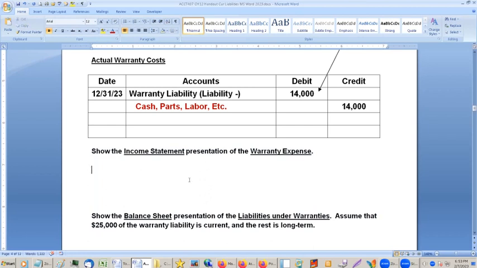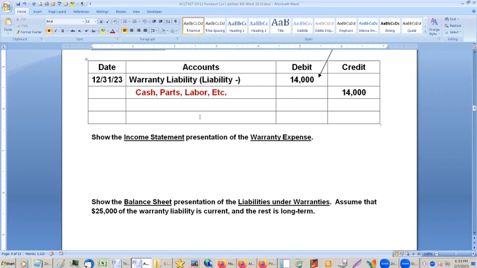So how would this be shown on the income statement? Okay, well, it would be shown under the warranty expense. It'd be shown under selling expenses. So underneath selling expenses, you would have, among other things, $60,000.